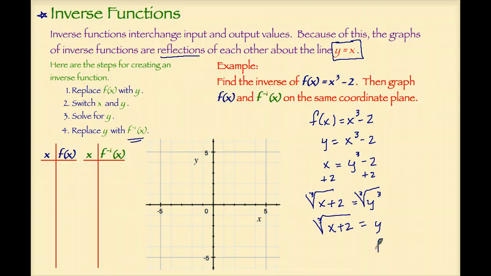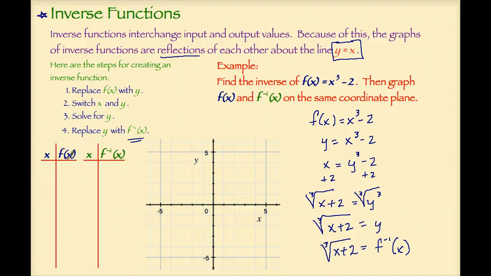And for our final step, we'll replace y with f inverse of x, which indicates that this function is the inverse of the original one that we started with, the cube root of x plus 2. Now let's graph both the original function and the inverse function to see the symmetry about the line y equals x that was discussed in the definition.